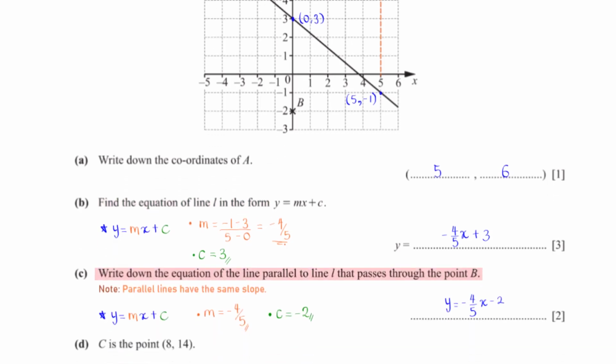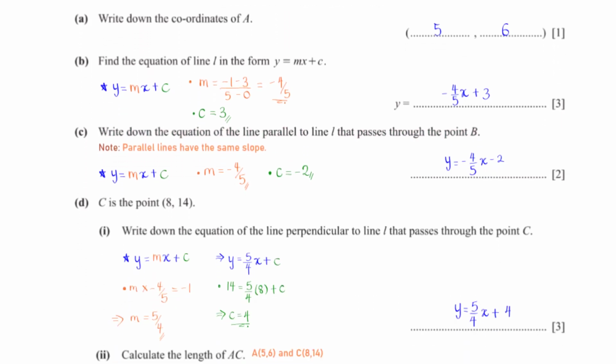Write down the equation of the line parallel to line L that passes through point B. Parallel lines have the same slope, so the line would have the same slope as line L, which is -4/5. Point B is on the y-axis, so since the line passes through point B, then c is -2. So we have y equals -4/5x minus 2. C is the point 8, 14.